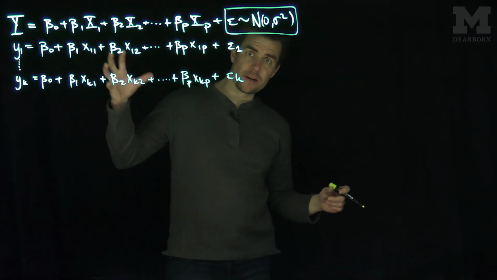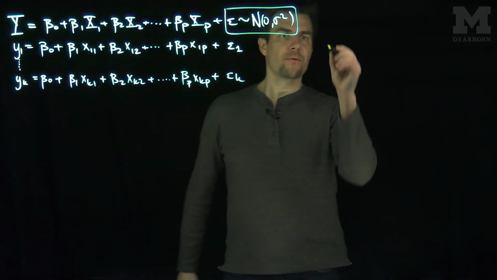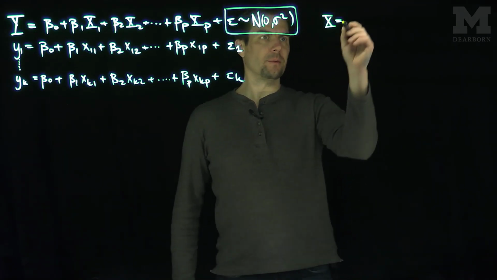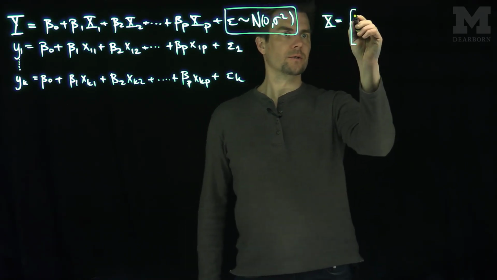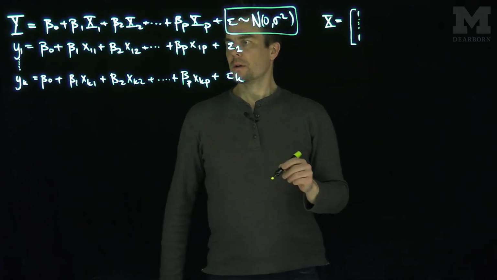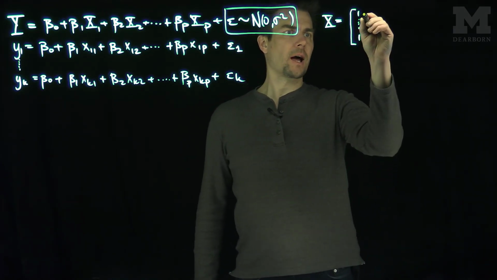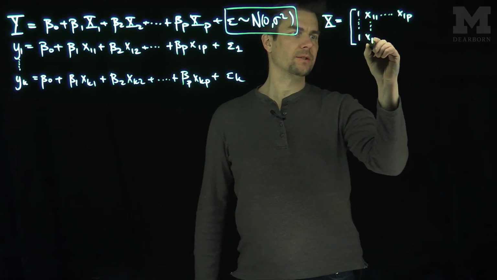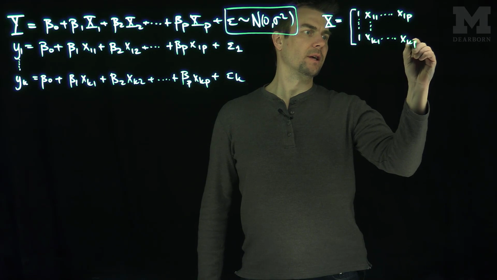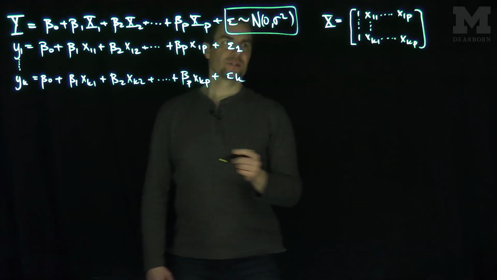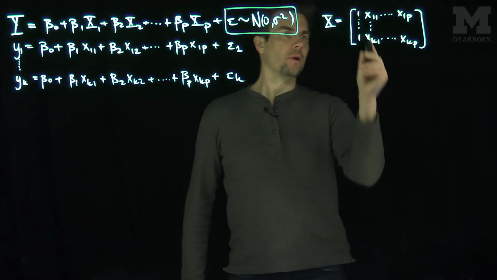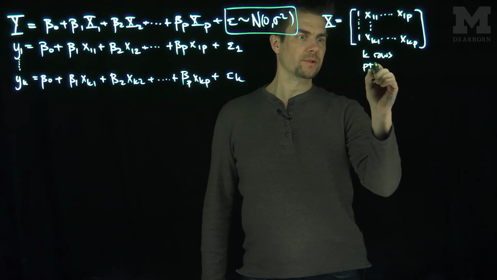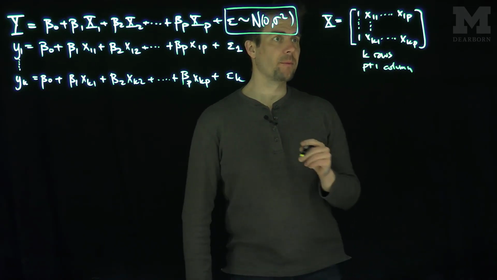And instead of writing down this massive equation, we can write this as a vector equation. If we let x be this design matrix, what will the design matrix be? The design matrix is going to be a whole bunch of 1s down over here. There's going to be k 1s, and then there's going to be x11, x1p, all the way down to xk1, xkp. So let's check what we have over here. We have k rows, and I have p plus 1 columns. So this is a k by p plus 1 matrix.